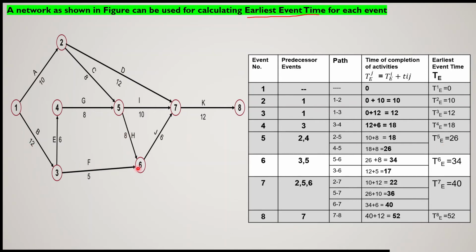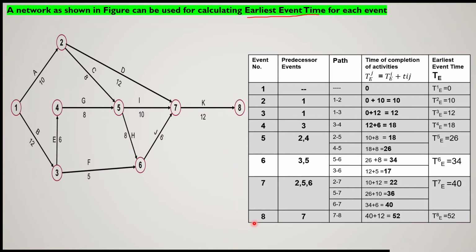Now after this, the network is more complicated. If you see event number 6, it has immediate predecessors event number 3 and event number 5, so we have written 3, 5. The paths will be 3, 6 as well as 5, 6. As we did the calculation in the previous step, for the 5, 6 path the earliest event time will be 34, and here it is 17. So we will take the highest value, 34. So 34 is the earliest event time of event number 6. Now remaining are event number 7 and event number 8.